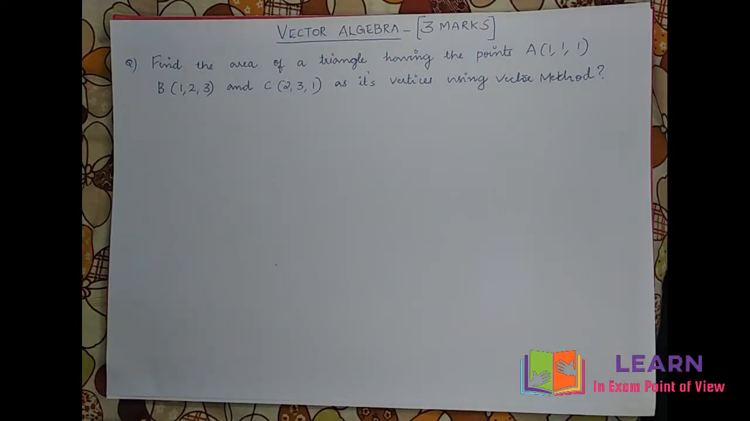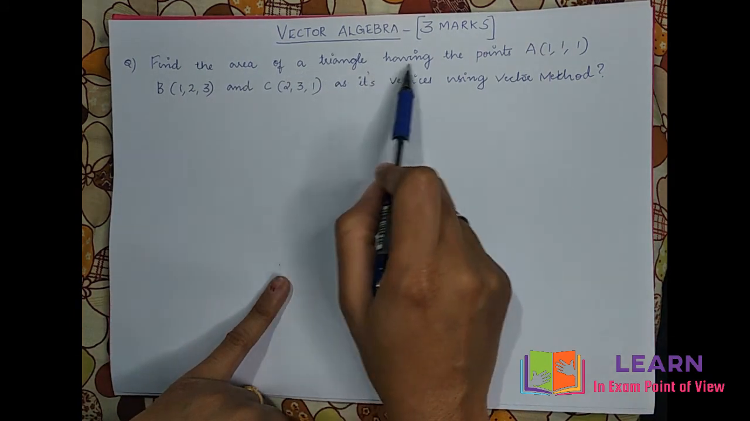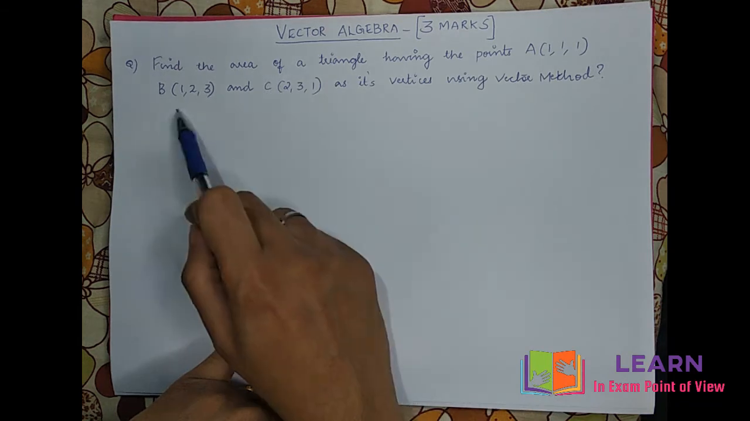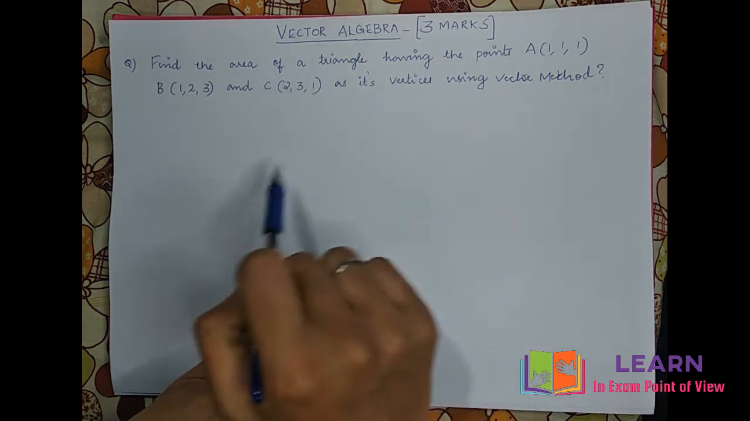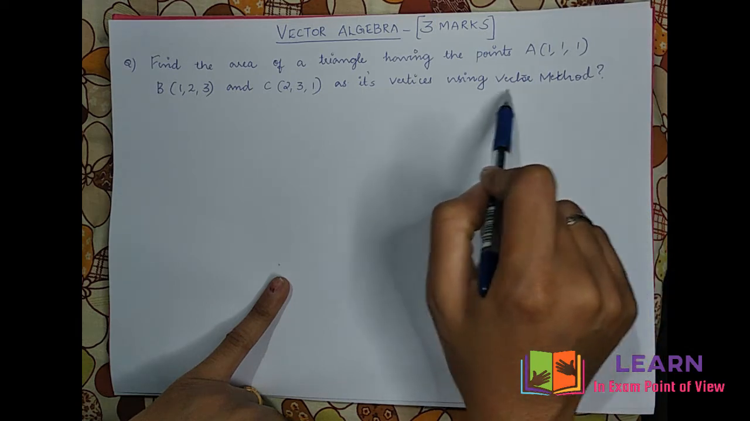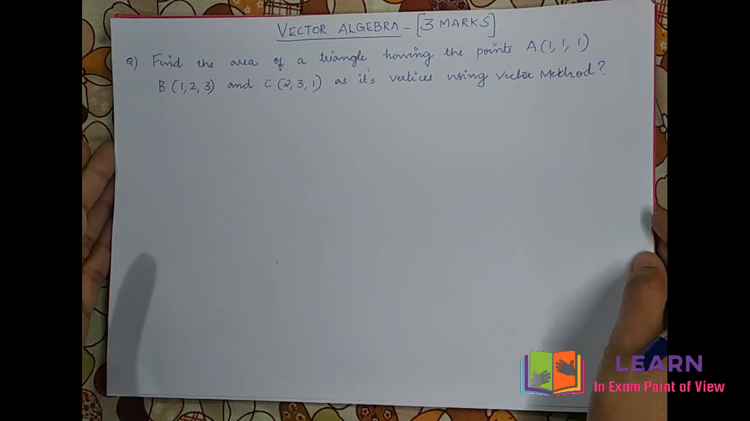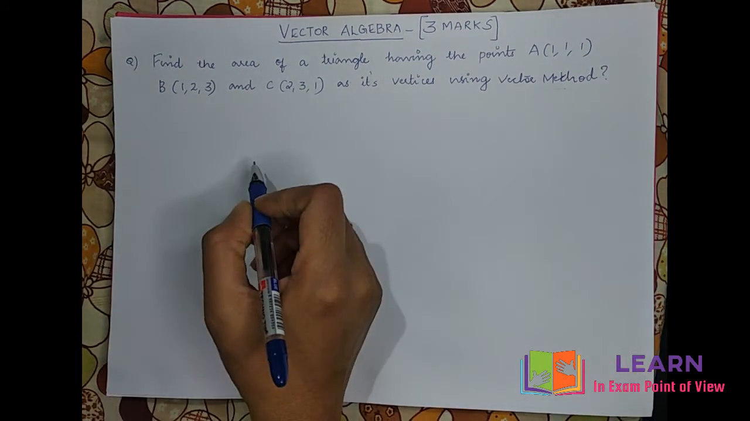Hello, my dear students. Today we will discuss a 3 marks question from vector algebra. So here is the first question. Find the area of a triangle having the points A, B, C. Three points of a triangle are given. Here they will ask using the vector method. In such cases, we have to use this approach to solve for the area.